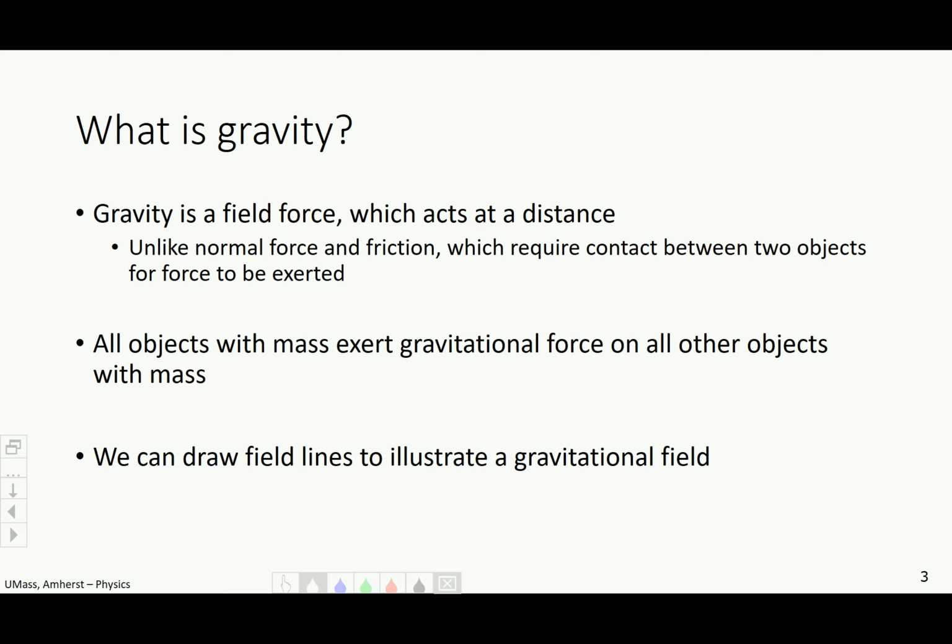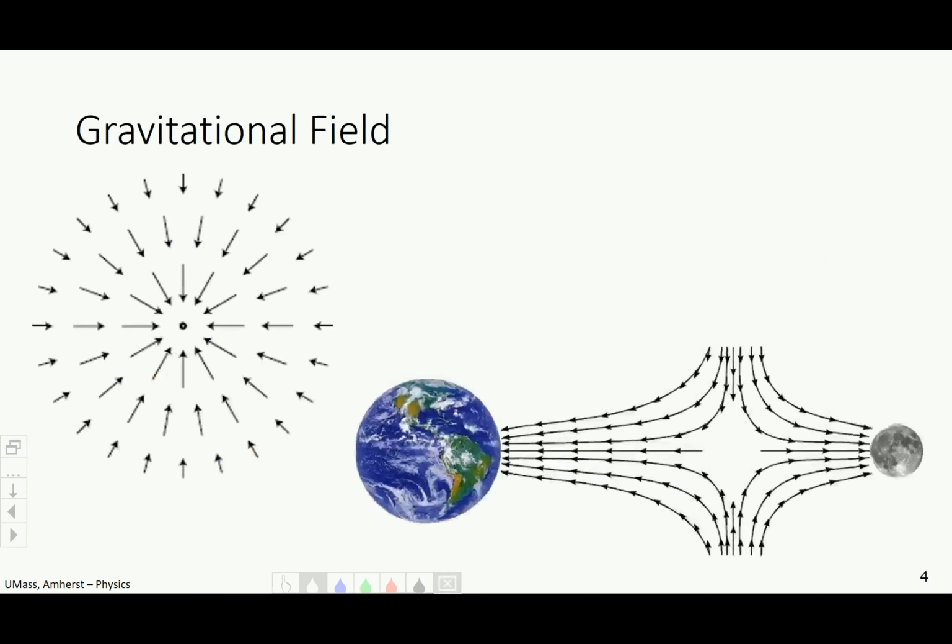We can also draw field lines to illustrate a gravitational field and what it looks like if we were to visualize it. So a gravitational field, we have field lines. Imagining that this point right here is the Earth, if we were going to back up, take a zoomed out picture and illustrate the gravitational field as vectors, the force vectors that are pointing towards the Earth.